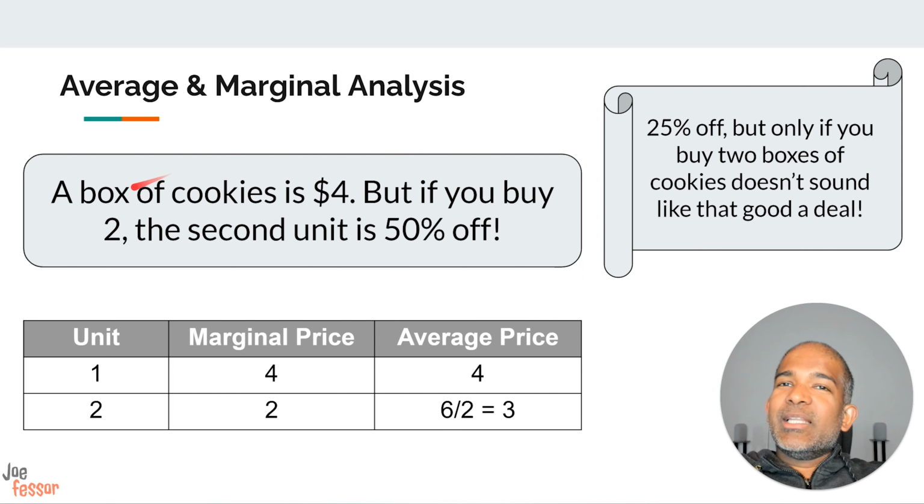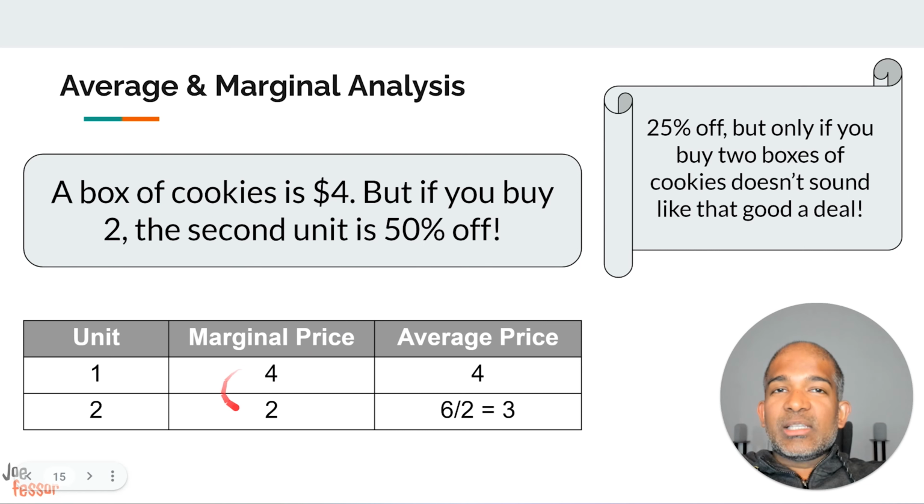Alright, let's get practical with the cookie example here. Imagine a box of cookies costs $4, but hey, there's a deal here. Buy a second box and that's 50% off. Sounds really tempting, right? Let's break this down with our marginal and average analysis.